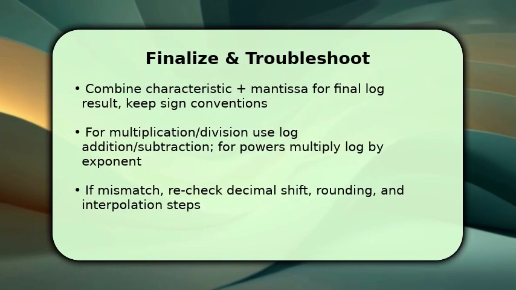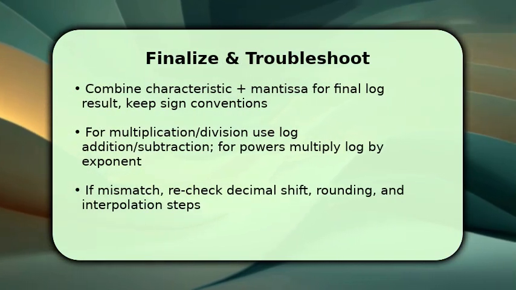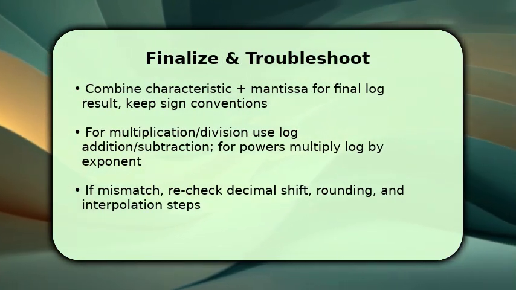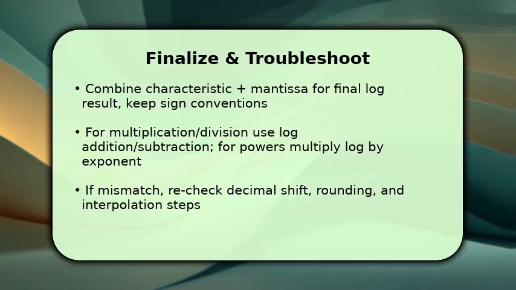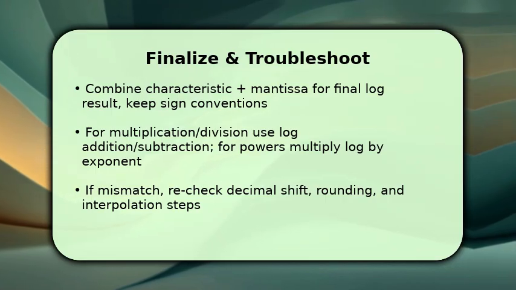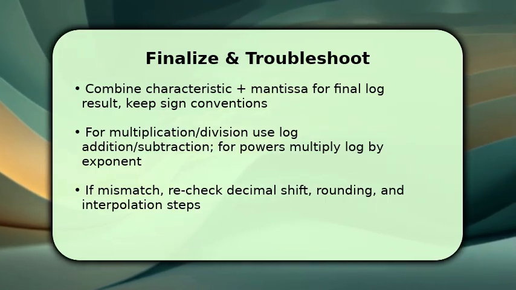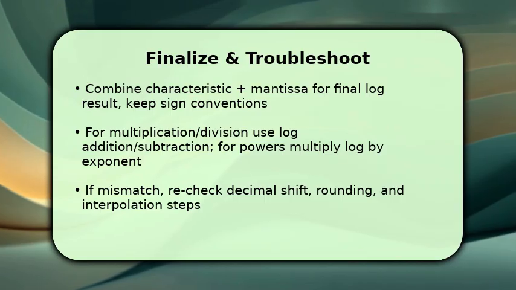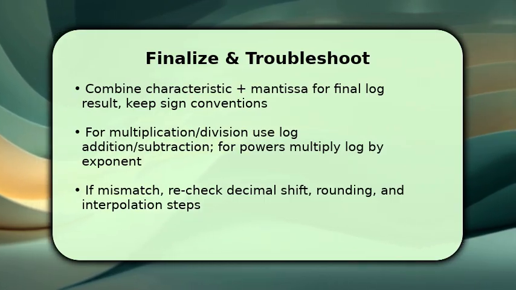You finish by assembling the final answer. Characteristic plus mantissa equals the log. Once done, apply the rules: add logs for multiplication, subtract for division, multiply for powers, so you can solve equations quickly. Make sure to preserve the sign for characteristics from numbers less than 1.